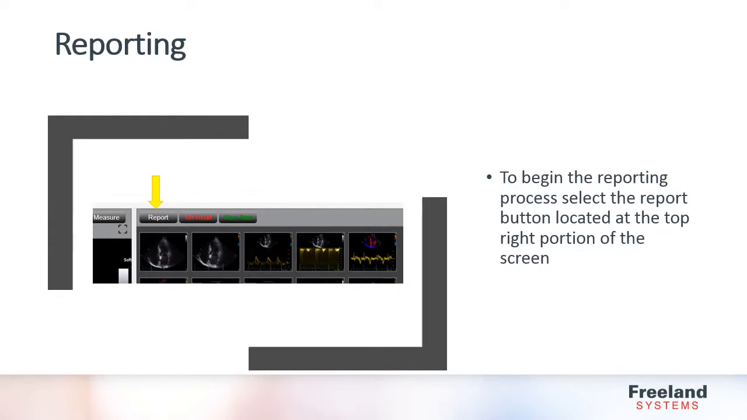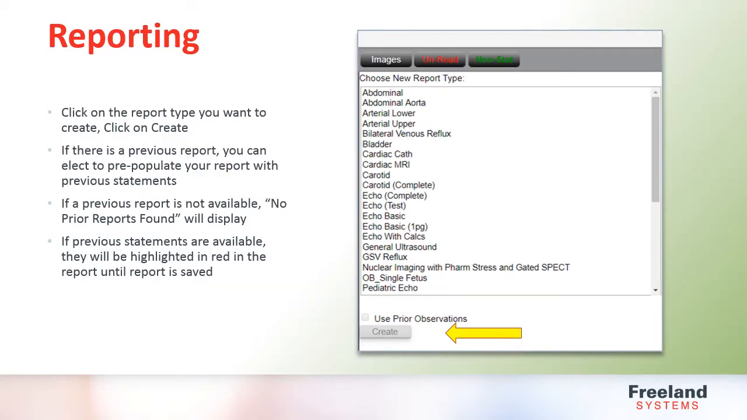To begin the reporting process, select the Report button located on the top right portion of the screen. To create a new report, you will choose the new report type. This will be specific to your facility. If there is a previous report, you can elect to pre-populate your report with the previous statements. If a previous report is not available, it will state no prior reports found. Click Create to begin.